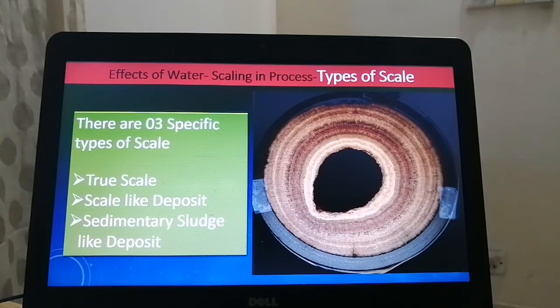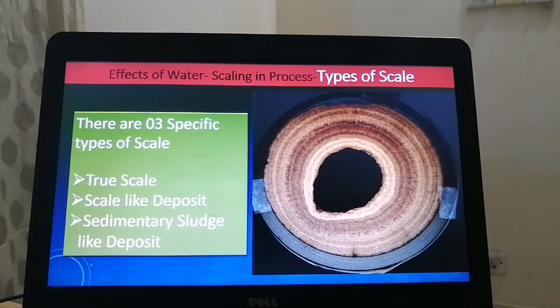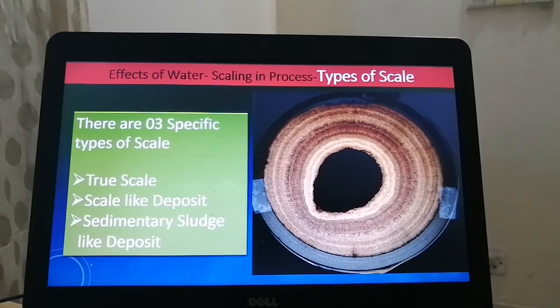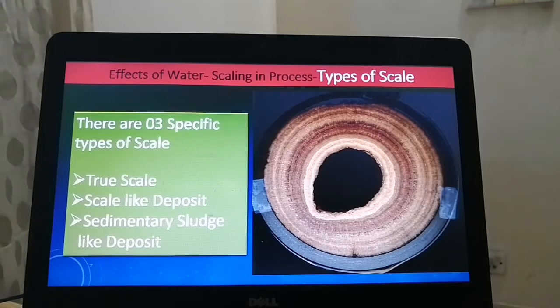And second, the second part of the scale, we call scale-like deposit. It's also a scale, but it's not exactly a pure, true scale. I will explain just a bit later what those are. And the third type of scale is called sedimentary sludge-like deposit. So these three are scale.